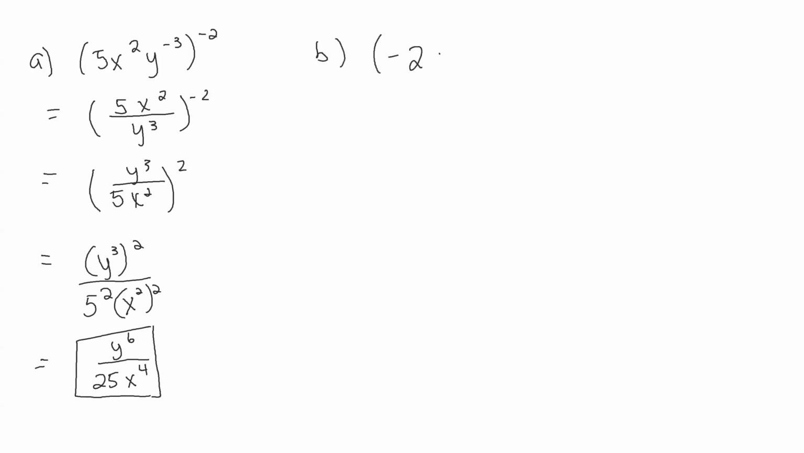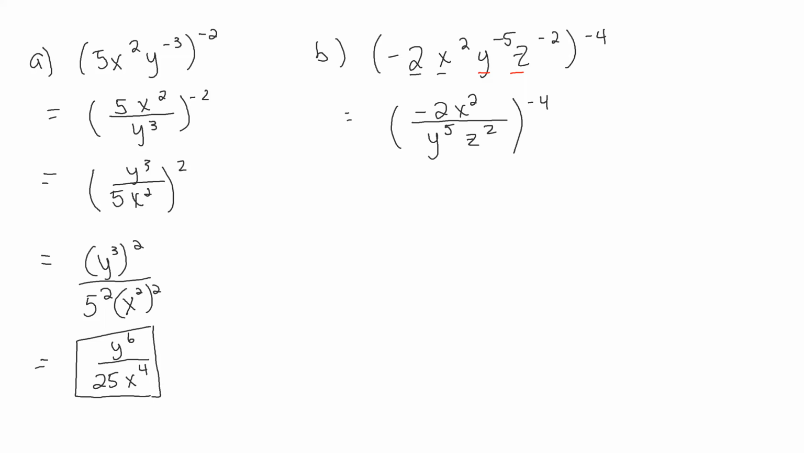For this one, I have negative 2 x squared y to the negative 5th z to the negative 2nd, all of that raised to the negative 4th power. Kind of a lot going on here. But again, like I did in the first example on this slide, I like to simplify what's inside the parentheses first. You don't have to, that's just how I prefer to approach it. My negative 2 and my x squared are perfectly content exactly where they're at. However, the y and the z terms have negative exponents, so they need to move to a denominator. I'm going to rewrite this as negative 2x squared over y to the 5th times z to the 2nd. And then I'll worry about that negative exponent on the outside.